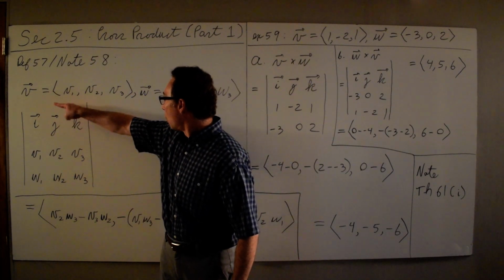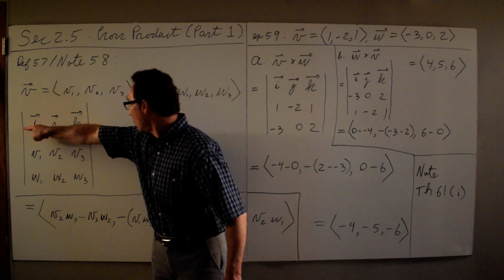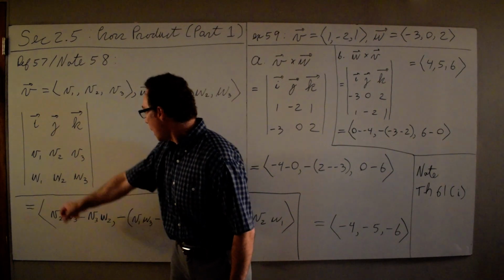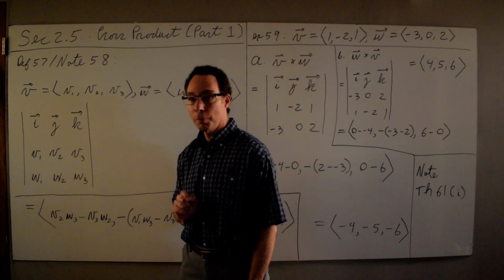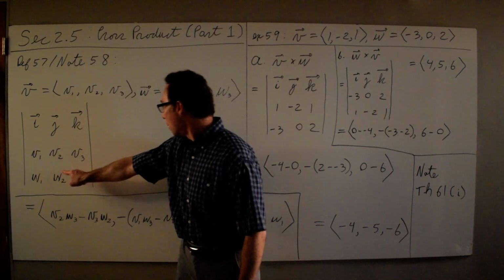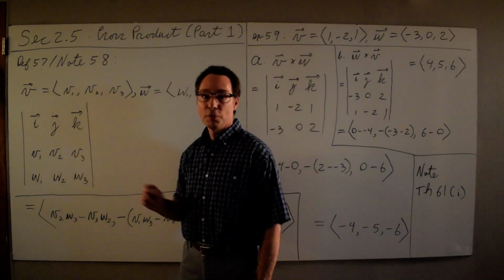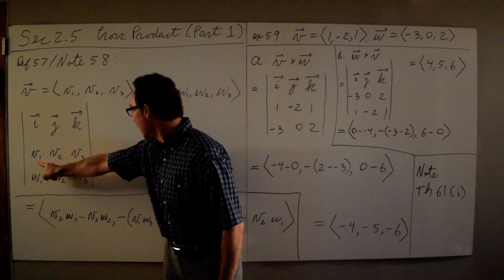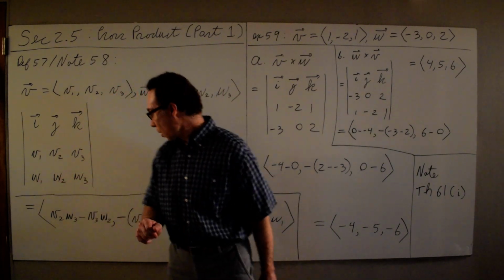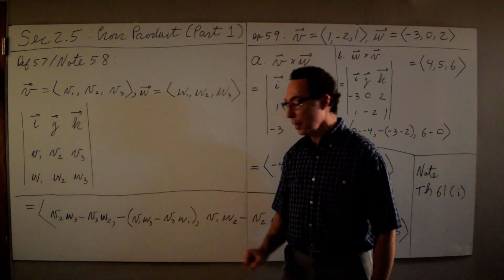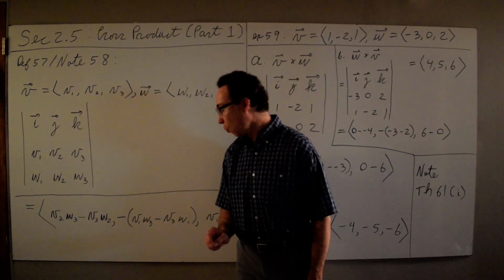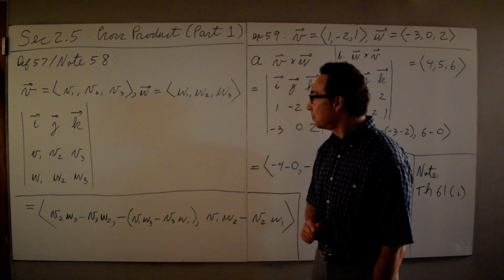For J, we ignore J's column, we ignore J's row. And so when we ignore this column, now we have V1 multiplied with W3 minus W1 times V3. So let me say that again: V1 times W3 minus V3 times W1. So we have this subtraction right here. Because it's the second component, we change the sign. So we multiply by -1 of this sum.